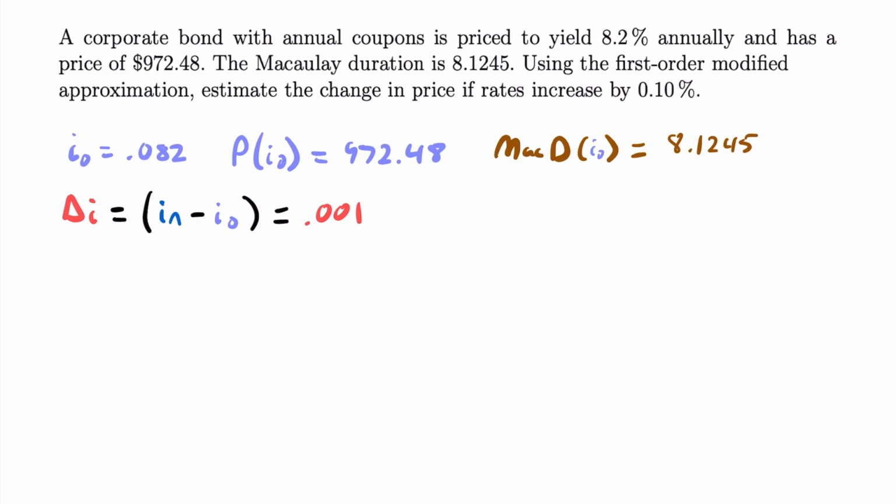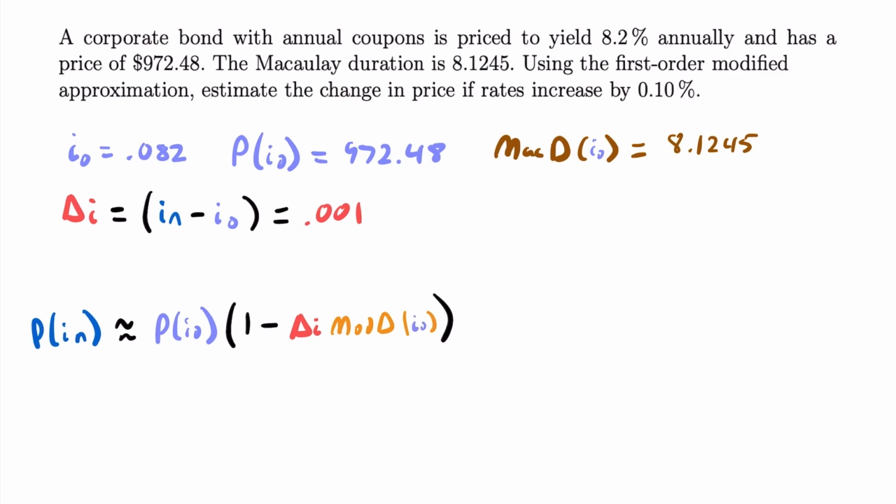And so remember, we're going to be making use of the first order modified approximation. So this is the formula we're going to make use of. The new price of the bond, P of I sub n, is approximately equal to the original price multiplied by 1 minus the change in the interest rates, but I'm just going to represent that with delta I, multiplied by the modified duration at the original interest rate, I naught. Okay, so that's the formula we used in the previous example. It should look familiar, other than the fact that I changed this right here to be delta I.